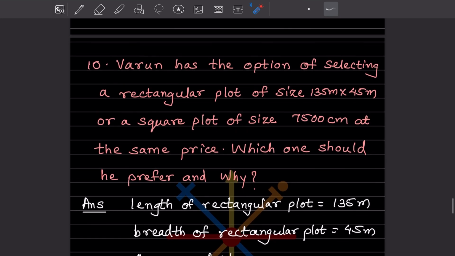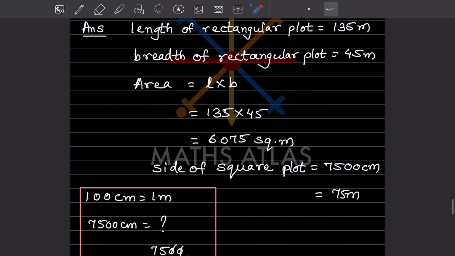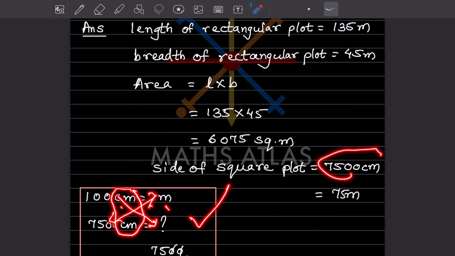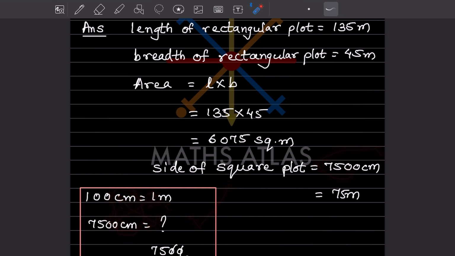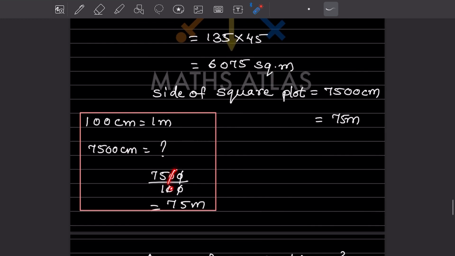Now this is done. Now we look at the second sentence. Now we look for the square plot. So the side of square plot is 7,500. That is in centimeter. But because the other is in meter, this also should be written in meter. So what did we do here? This is my rough work. 100 centimeter is 1 meter. For 7,500 centimeter together, how much will this be? The two numbers together are going to be 7,500 into 1. That will be 7,500. And look at this one. Now 100 is there, so you have to write the 100 in the denominator. So what will you do? You will cut these two zeros. So what is the answer? 75 divided by 1 will be 75 meter.